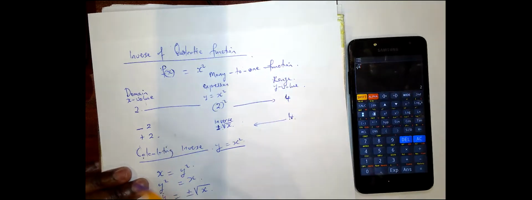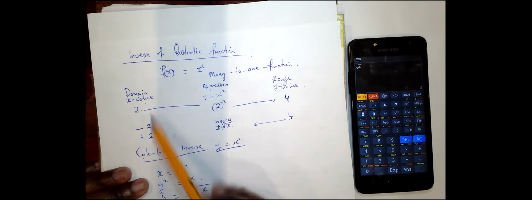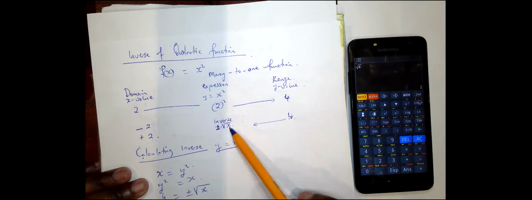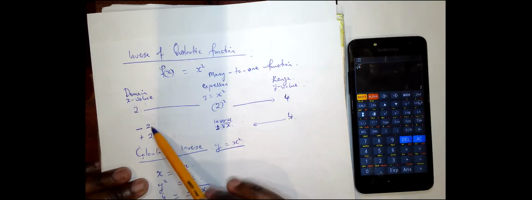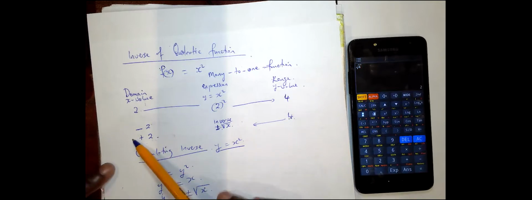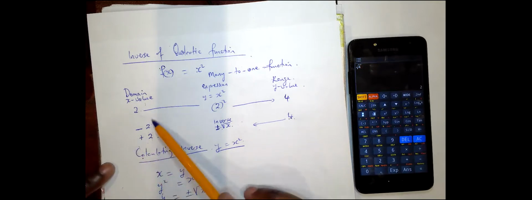What do you mean by that? You put 2 values, minus and positive, and you get the same value here. So it's a function going this way. But if you are taking it going back, from 4 to its inverse, it's going to give you plus or minus. Now, should we say our inverse is a function? No, it's not a function in this case because we're getting 2 values of y.